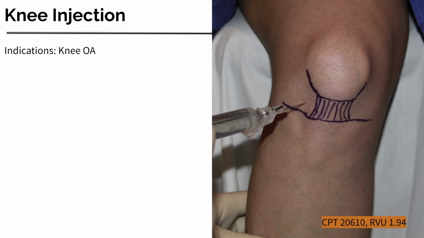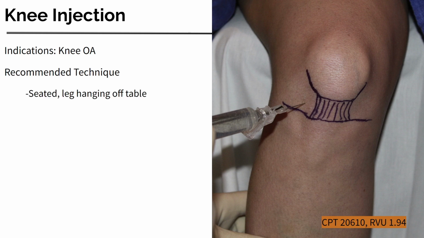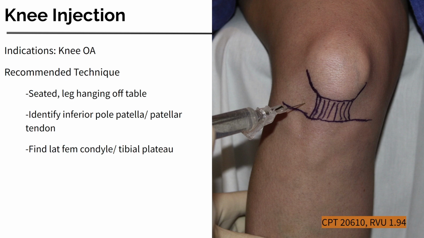Typical indication is knee arthritis. There are, of course, others, but that would be the most common. The way that I approach this is the anterolateral approach, which is my recommended advice for this injection, although you can inject in other places. Essentially, you want them seated with the leg hanging off the table. Gravity can help you distract the joint. Identify the inferior pole of the patella and the patellar tendon, which are marked here, and then move out laterally. Find the lateral femoral condyle, and the tibial plateau, which are marked. That essentially creates a triangle for you to inject in.